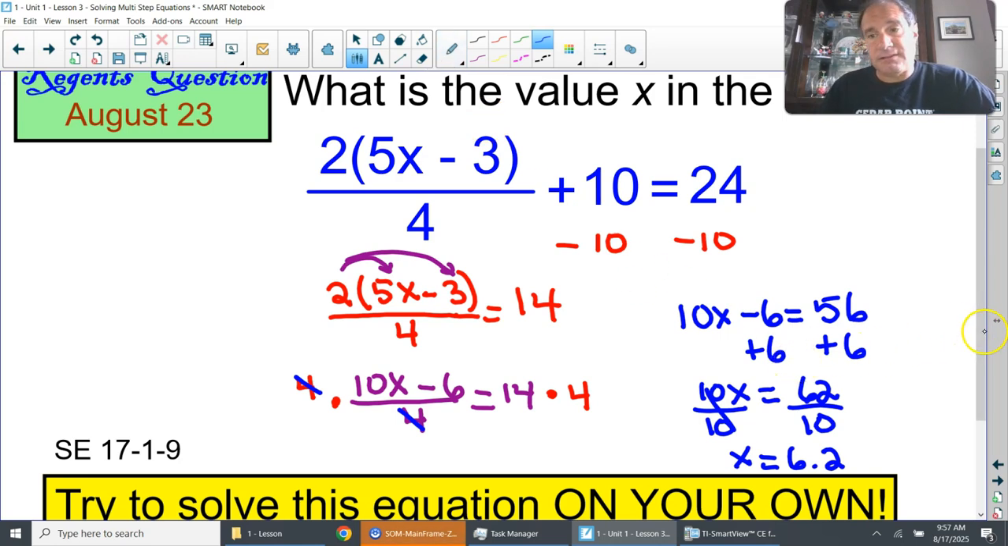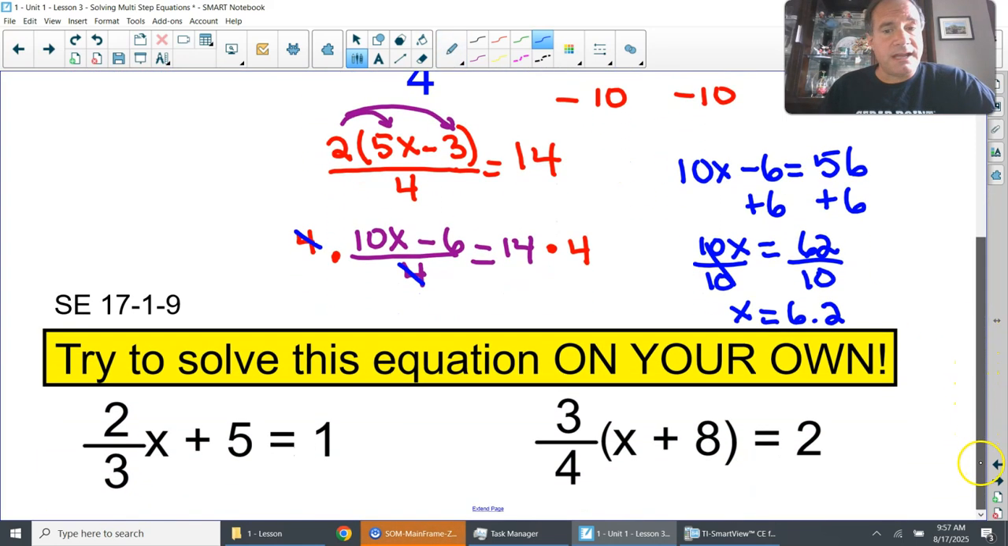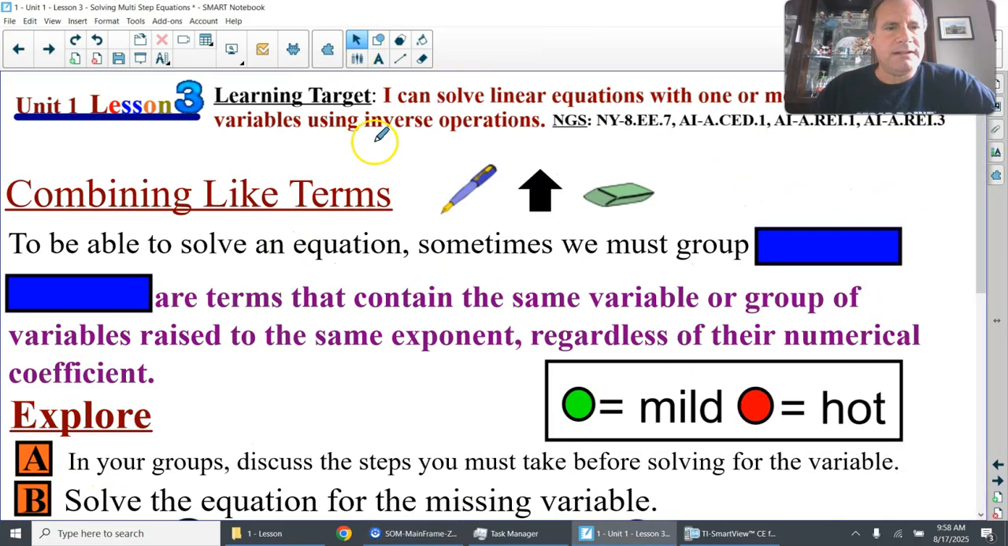All right, that is a Regents question. That's the level that you are going to have to solve. Okay, so combining like terms.